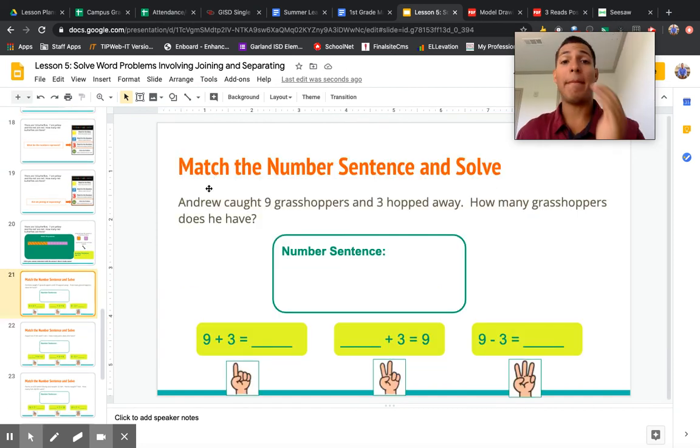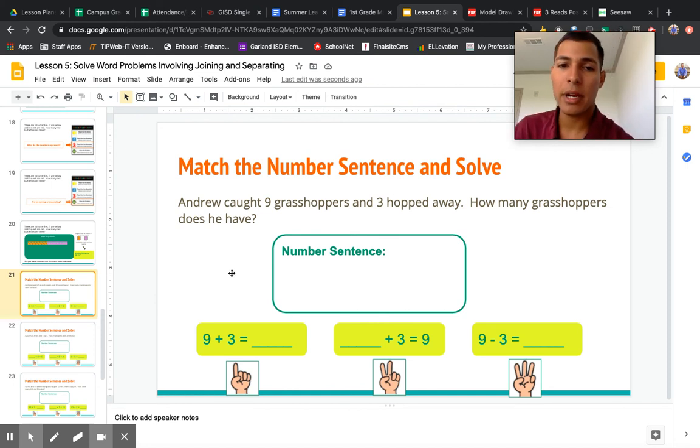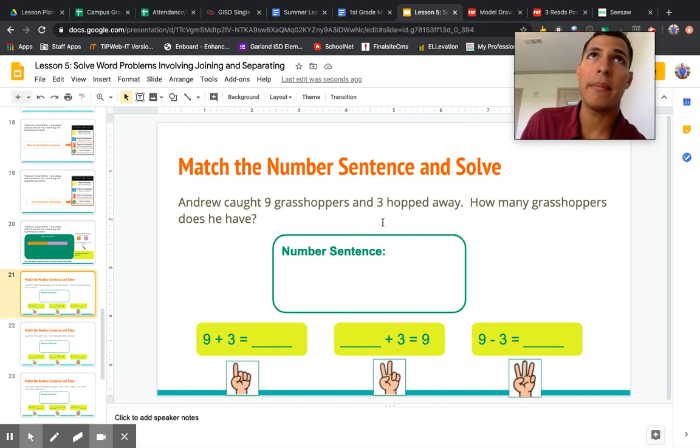Okay, now I'm going to match the number sentence and solve. Andrew caught 9 grasshoppers and 3 hopped away. How many grasshoppers does he have? Is there an action? There is an action technically. Something happened, but is it a part making up a whole? Yeah, right. So we got a whole, which is 9. There are 9 grasshoppers. 3 hopped away. How many grasshoppers does he have now?